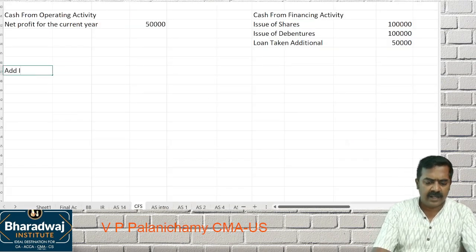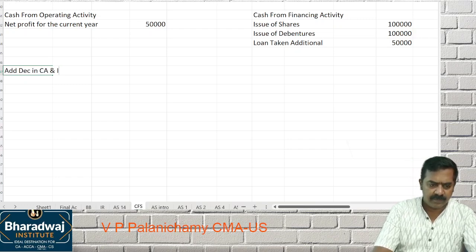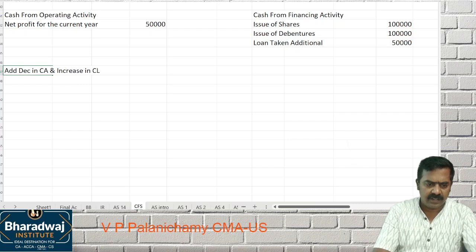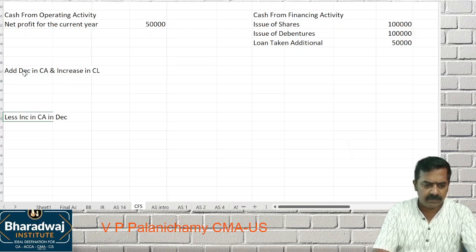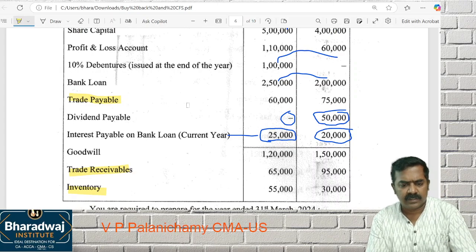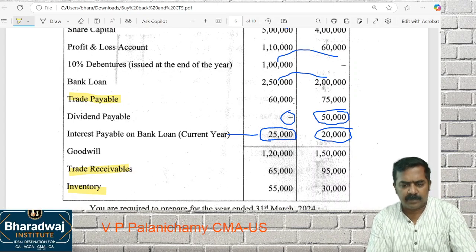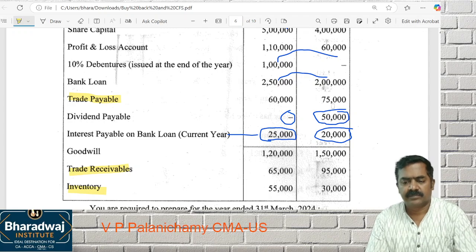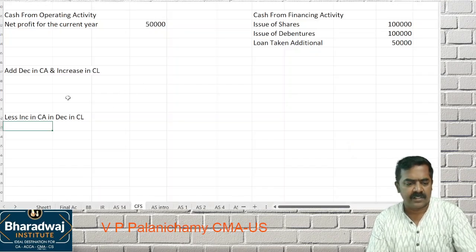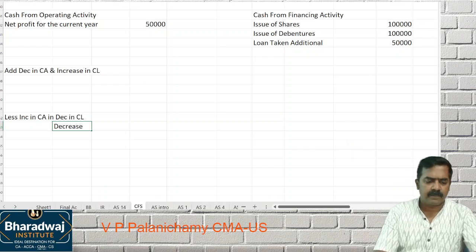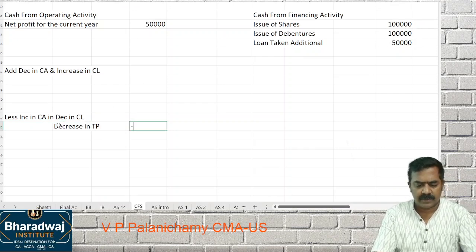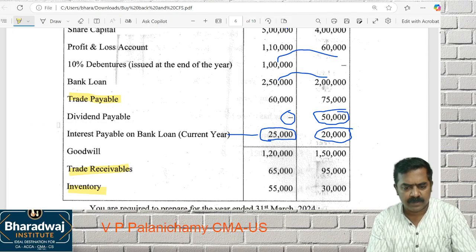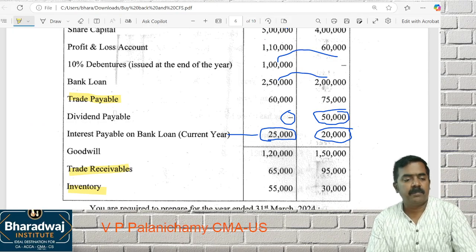We'll add increase in which one? Decrease in current asset and which one? Increase in current liability. Then less increase in current assets and which one? Decrease in current liability. Then trade payable, see, has it decreased or increased? Opening balance 75, closing balance 60. So decrease in trade payables. How much you have to minus? 15,000. Money goes out.